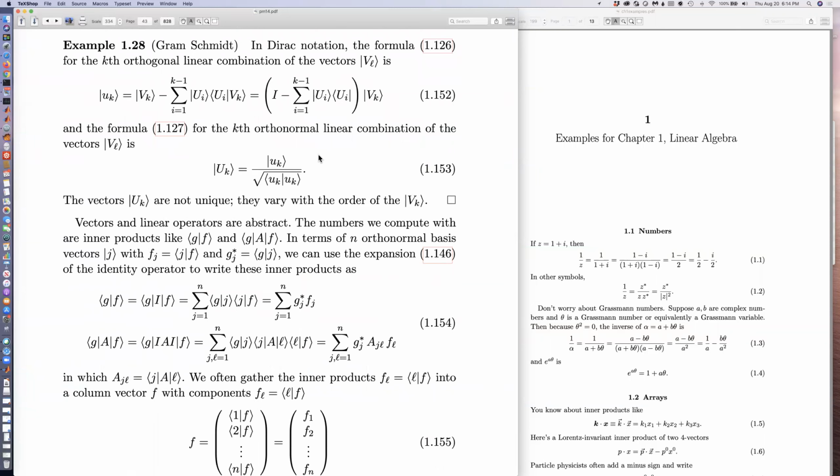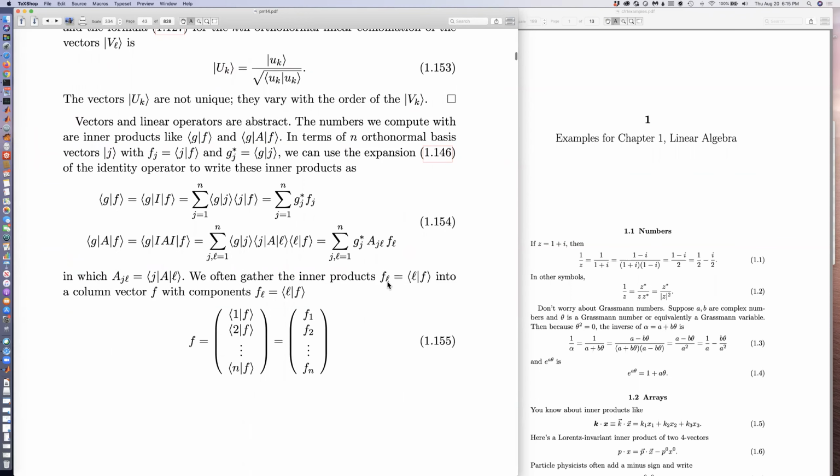Dirac notation, as I said, is really cool. In it, you can write the formula for the kth orthogonal linear combination of the vectors VL. It's just VK minus the sum, I equals 1 to K minus 1, of the outer product of the orthonormal vectors with the vector K. And so it's just this very nice expression. You then normalize it. It's just so nice, Dirac's notation.